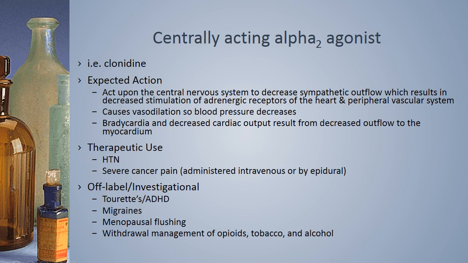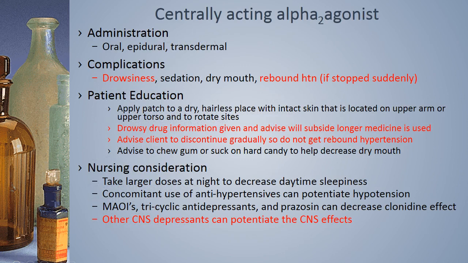The therapeutic use is high blood pressure, severe cancer pain. Off-label, it's used for Tourette's, ADHD, migraines, menopausal flushing, and withdrawal management of opioids, tobacco, and alcohol. Some of your big complications are drowsiness and rebound hypertension. The rebound hypertension is only if the medicine is stopped suddenly.